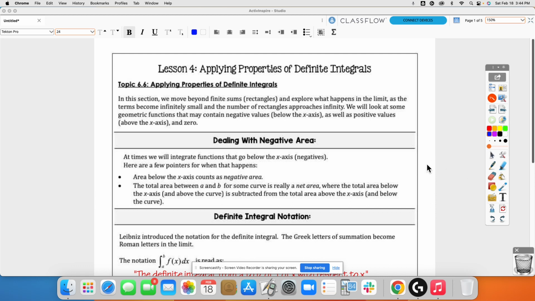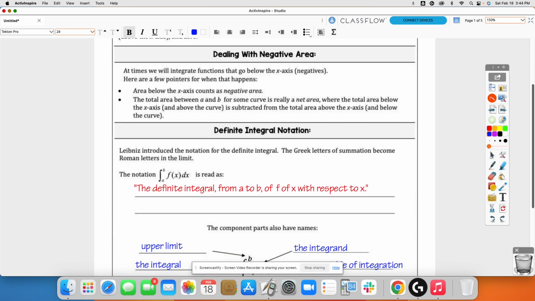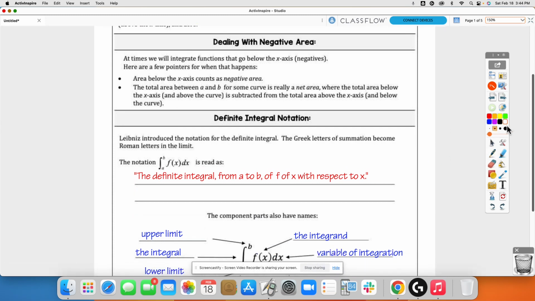And we have also discussed negative area. So we said that if the graph is above the x-axis, the area is positive, and if the graph is below the x-axis, then the area is negative.